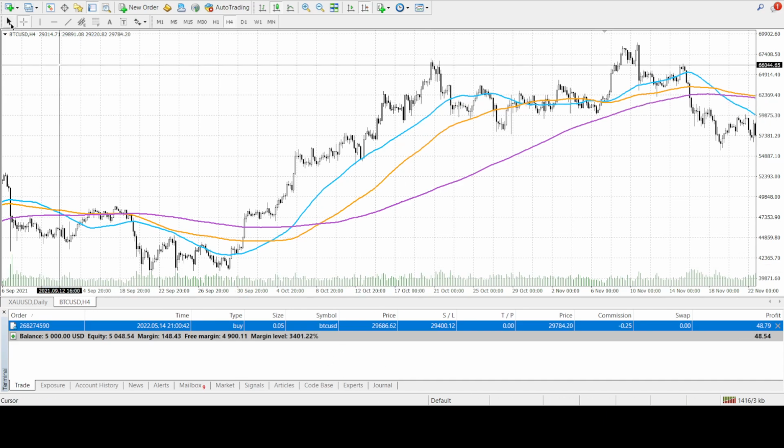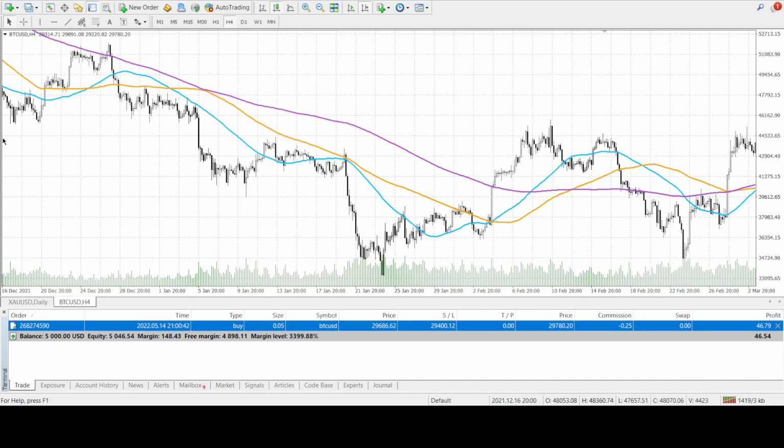So let me check for any comments. How did you get it to show your stop loss and take profit on the chart? Is that auto triggered when you initiate a trade? Yes, for MetaTrader 4, it will automatically show that on the chart once you enter a trade.